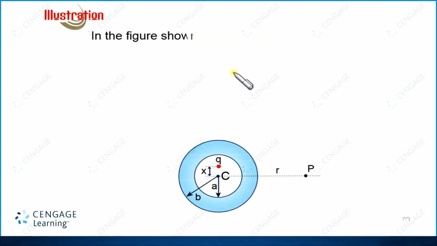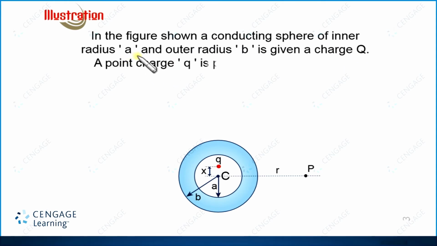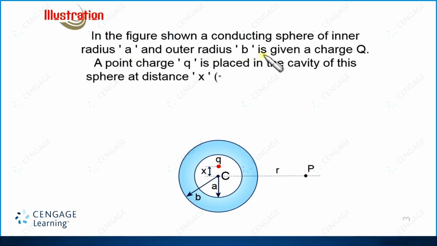Now the question is: a conducting sphere of inner radius small a and outer radius small b is given charge capital Q. A point charge small q is placed in the cavity of this sphere at a distance small x. This distance is small x away from the center.